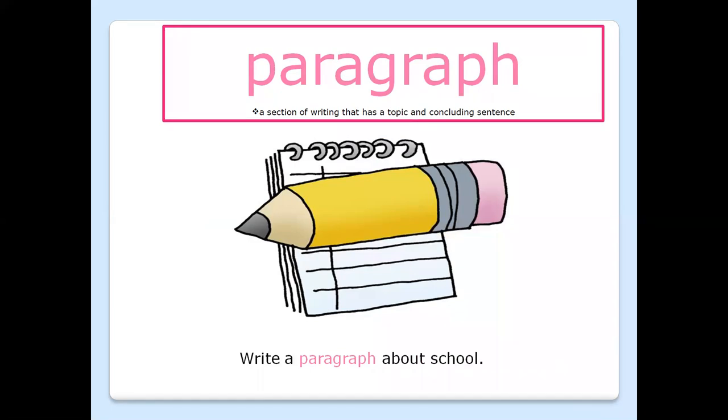Next Greek word is paragraph. Paragraph, you know, we are using it in the writing part. What is paragraph? A section of writing that has a topic and details. Remember when we took the topic and supporting details? When we are writing the topic and supporting details, we are making a paragraph. Write a paragraph about school.